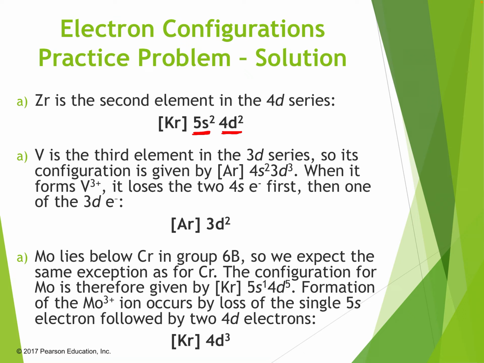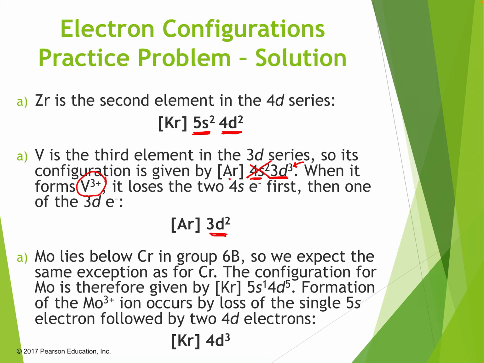Vanadium is the third element in the 3d series. So we would normally write it as argon, and then we would have 4s2, 3d3, because it goes the 4s, and then it's the third one in the d block. But when it forms V3+, that means it's lost 3 electrons. So it's going to lose the 2 electrons from the 4s first, and then it's going to lose one of these electrons from the d block. And so then we will get argon and just 3d2.